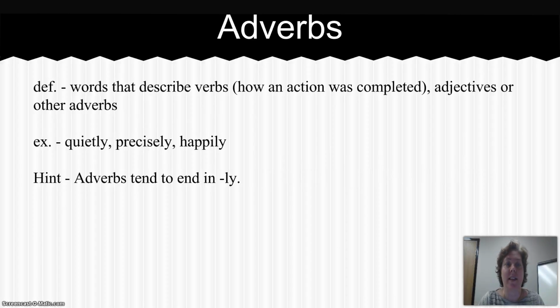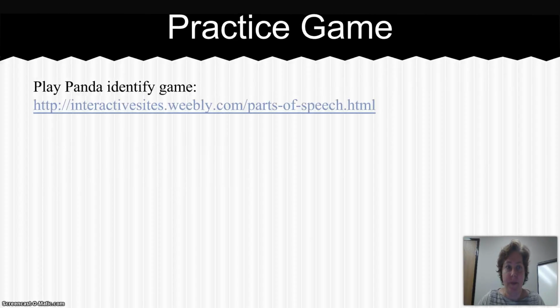Adverbs are words that describe verbs, how an action was completed. They can also describe adjectives or other adverbs, and that's what makes adverbs tricky. Examples of adverbs are quietly, precisely, or happily. Notice adverbs tend to end in ly. So if you have an ly word and it describes how you do something, you've got an adverb.